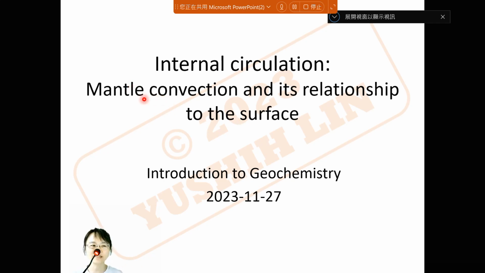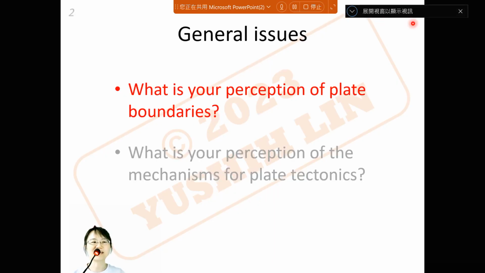The authors said they want to talk about mantle convection and its relationship to the surface. So you need to know that plate tectonics is closely related to the mantle. When we talk about plate tectonics, I will ask you about your perception of plate tectonics. Usually, Taiwanese students, if they are not doing something else during their high school earth science course, will be able to tell you something about the plate tectonics of Taiwan.